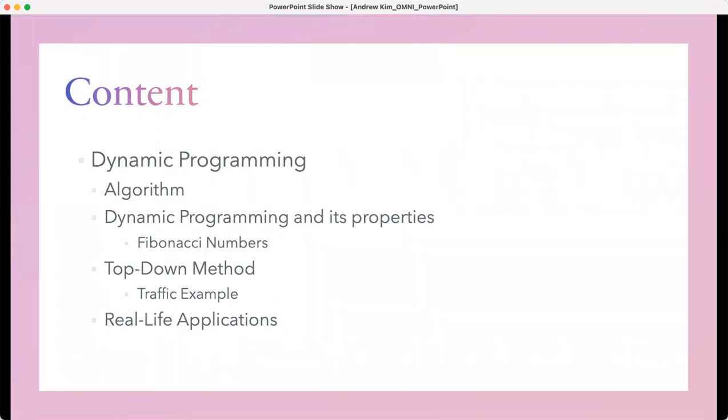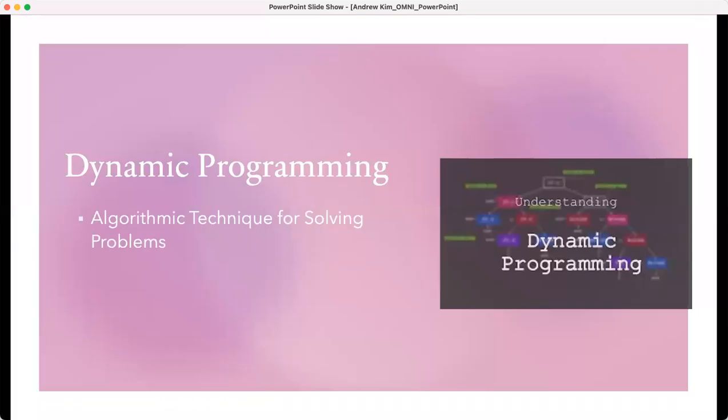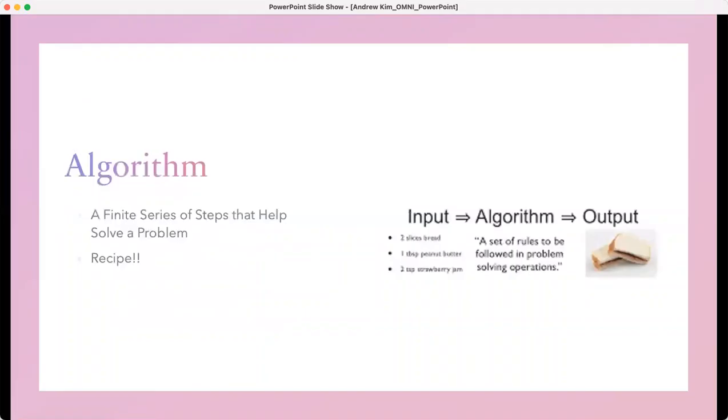Dynamic programming is an algorithmic technique for solving problems. And an algorithm is a finite series of steps that help solve a problem. You may have heard the term algorithm used in some fancy context about a genius using an algorithm to do something highly complex, usually in programming. However, the truth is you may have followed some algorithms hundreds or thousands of times.